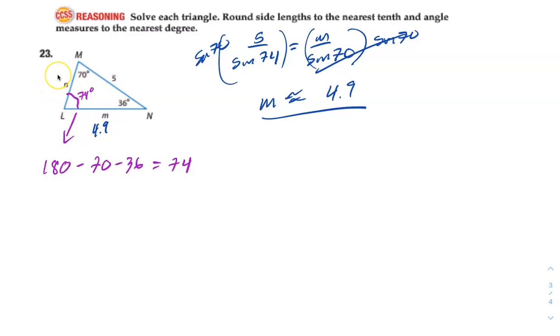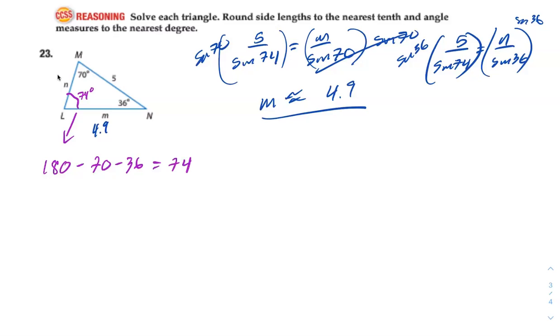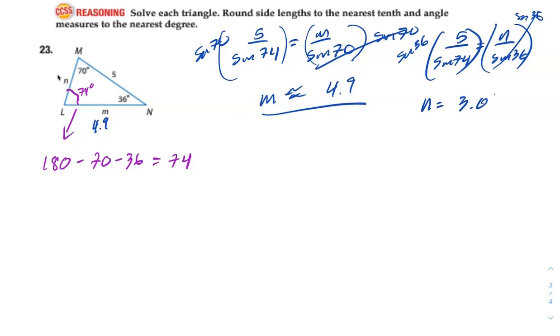So we've got one side to go. We're only missing n now. I'm going to do the exact same thing. We're going to do 5, our given pair. I always like to use a given. I just think it's more secure. Over sine of 74 equals n over sine of 36. Multiply both sides by sine of 36. These cancel out. N equals 3.06. I guess I'm going to the nearest hundredth in that case. I'm all over the place. I want the nearest tenth, right? So n is equal to 3.1. That should be the answer. There we go.